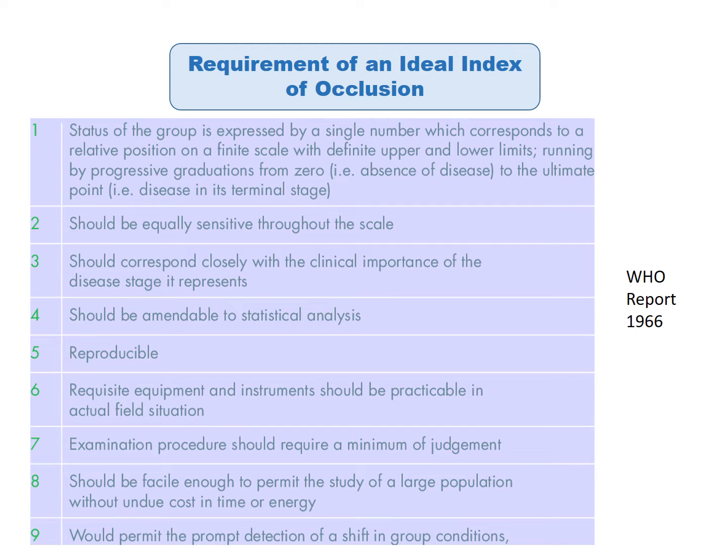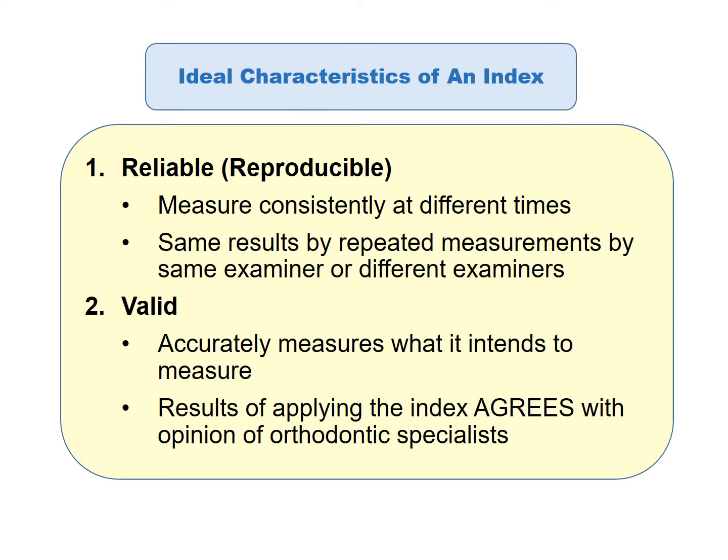Now, what are the requirements of an ideal index? These are the 9 requirements that are laid out in the WHO report 1966. In simpler terms, the requirements of an index are: number one, it should be reliable or reproducible, meaning it should be able to measure consistently at different times. If the same examinations are repeated by the same examiner or a different examiner, then the results should be the same.